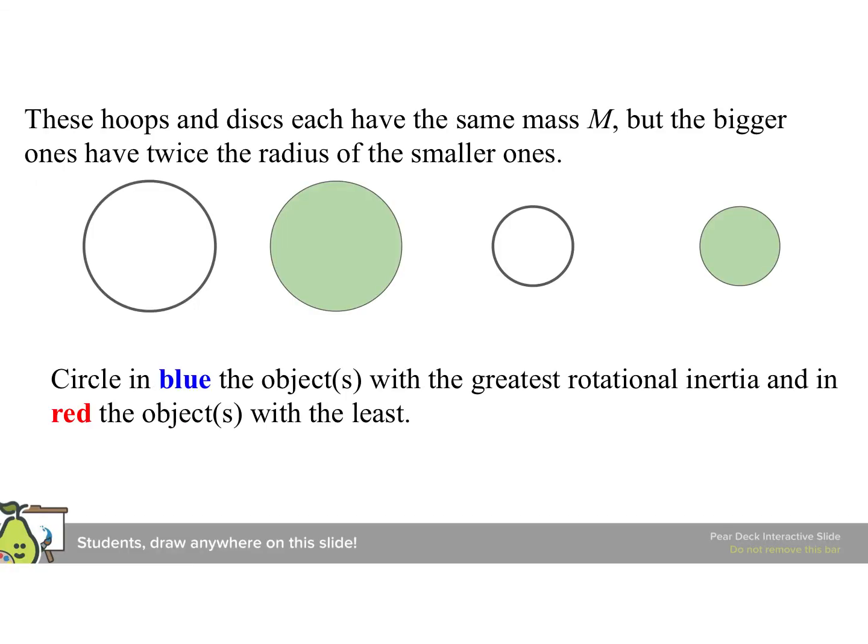All right, these hoops and disks each have the same mass m, but the bigger ones have twice the radius of the smaller ones. Circle in blue the objects with the greatest rotational inertia, and in red the objects with the least.